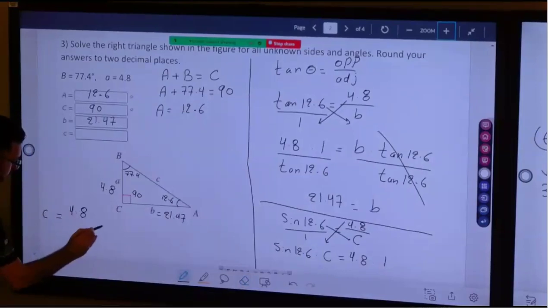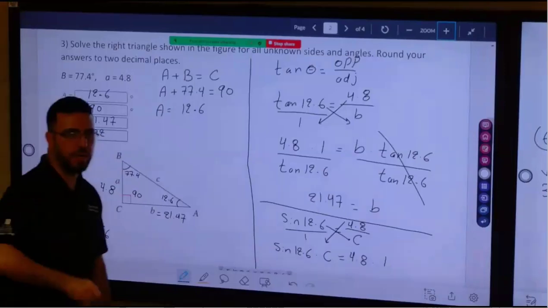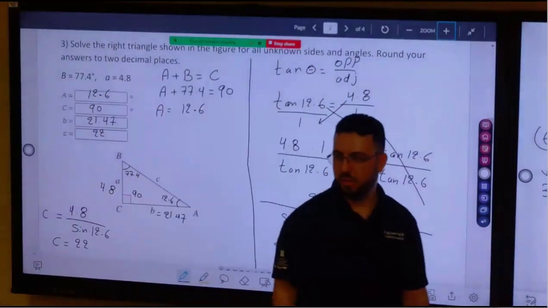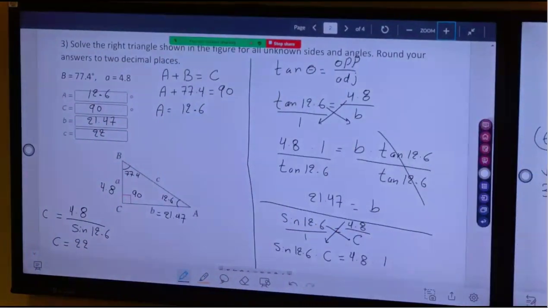4.8 over what? Sine 12.6. How much is the value of C? You're going to get 22.00. And they ask you to round to 2 decimal places.